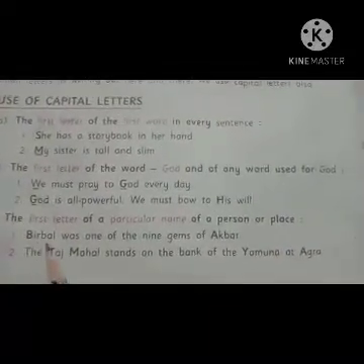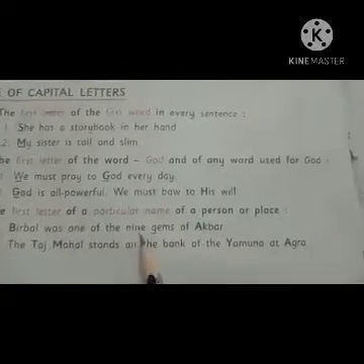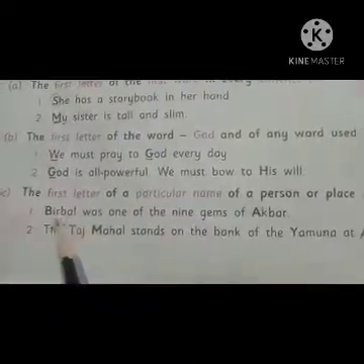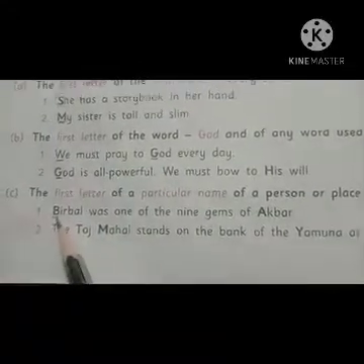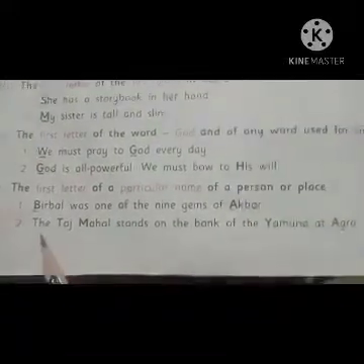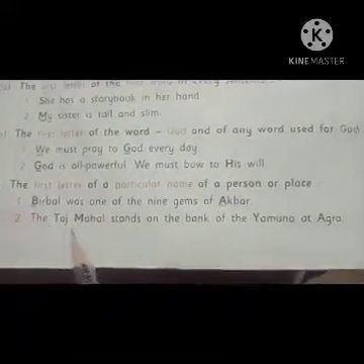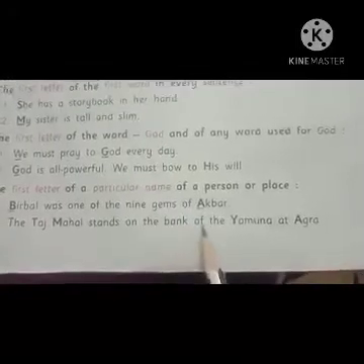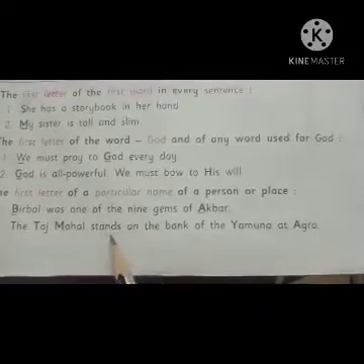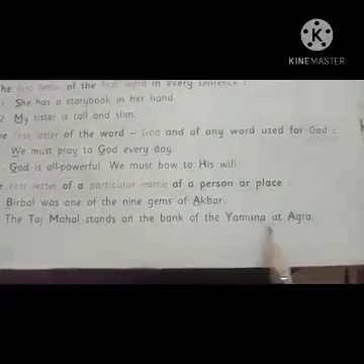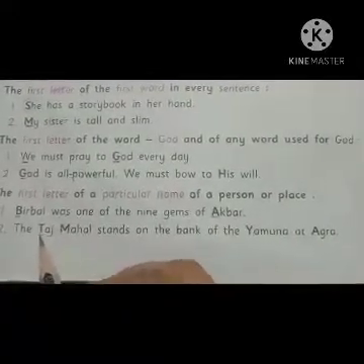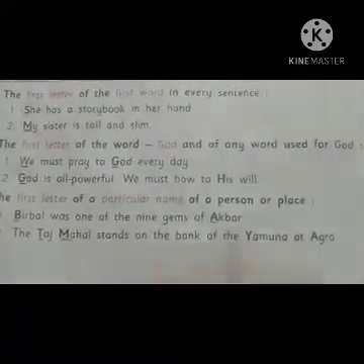See here, Birbal was one of the 9 gems of Akbar. Birbal is there, no? The B is a capital letter, and here Akbar, A is the capital letter. Next, second one. The Taj Mahal stands on the bank of the Yamuna at Agra. See here, Taj Mahal is there, no? T is the capital letter, and here M also the capital letter.